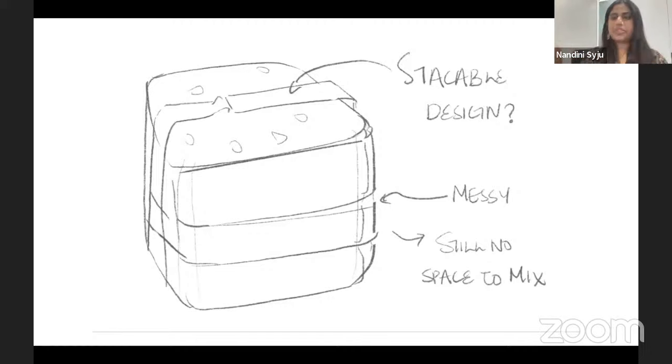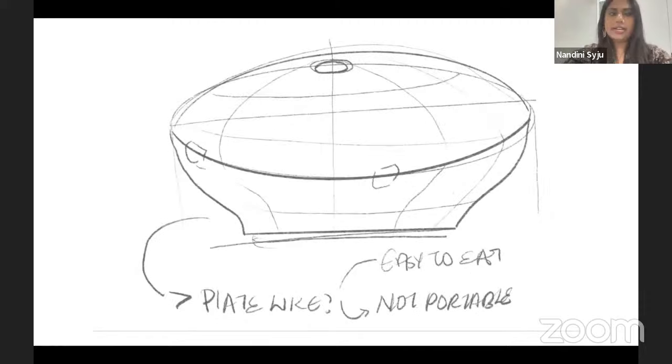complicated things, it's not going to work out. Second thing, the base is always messy, so unless you have a towel, it's not going to work out. And then again, even though there's a lot of space individually, you don't have space to mix, you don't have space to go in there and eat comfortably, right?